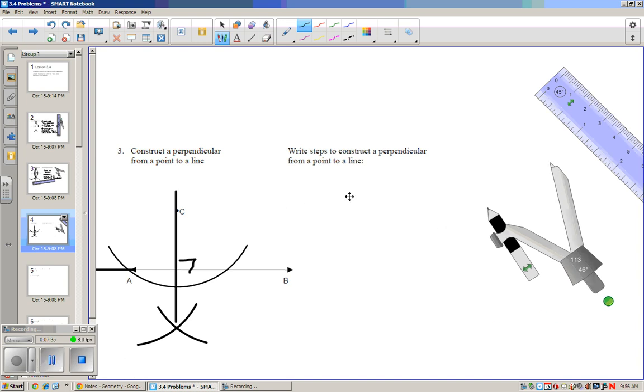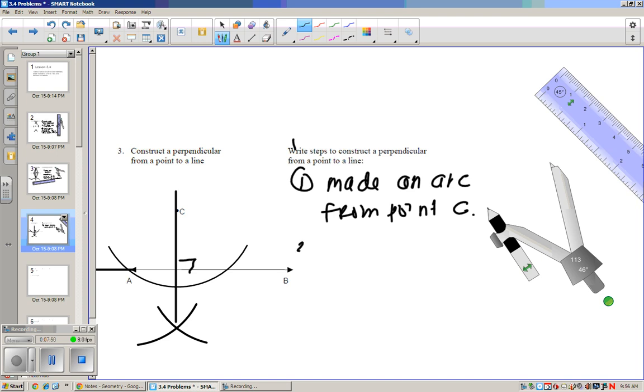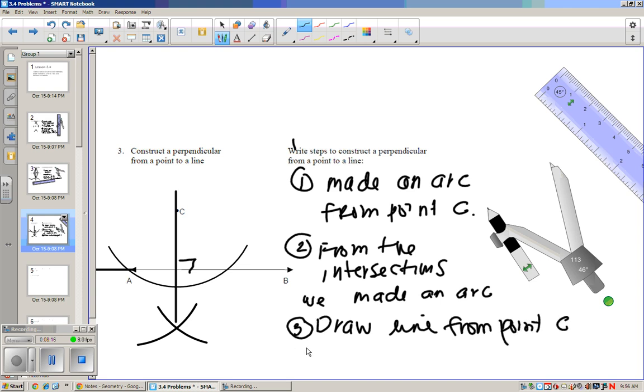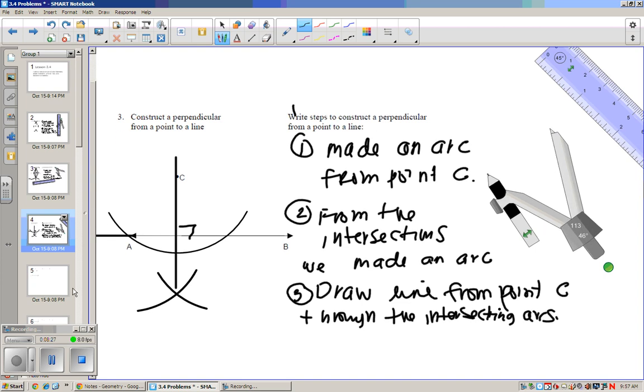Right, so next, here are my steps for this. One, made an arc from point C through our segment. Second, from the intersections, we made an arc. And third, you should notice that those two arcs below our line intersect. We draw our line from point C through our intersecting arcs. Right. So those are the first three main constructions we have for this.